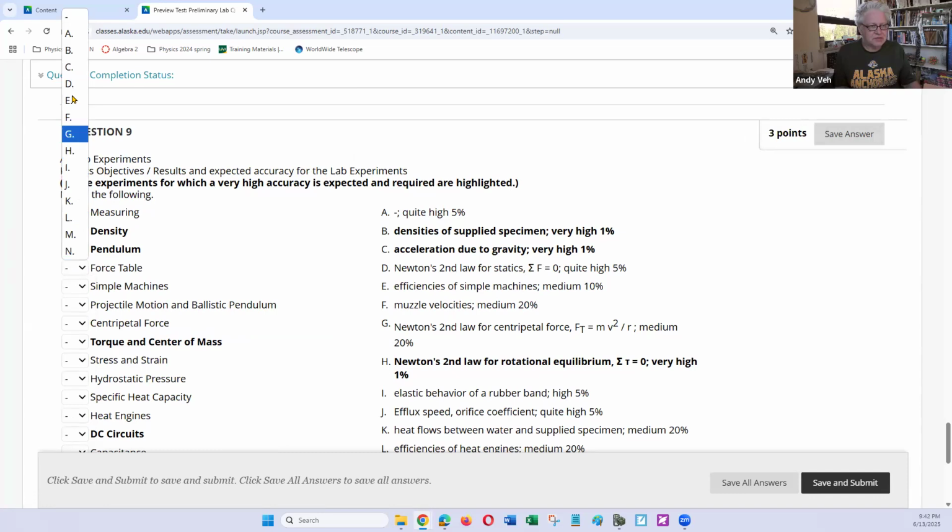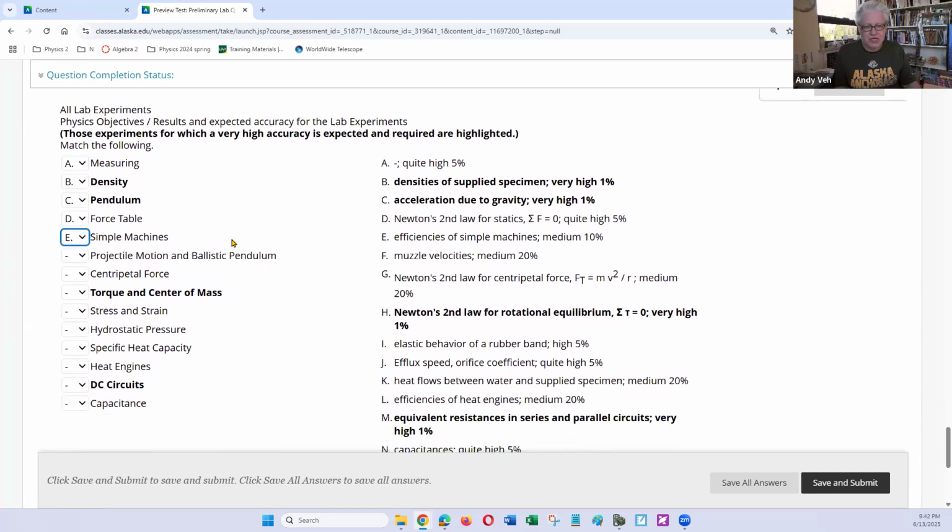And notice that there are some experiments that are more accurate than others, such as the density. There are no moving parts. You ought to be able to come within 1% of the required result, because all you do is caliper and electronic scale. Acceleration due to gravity, yes, the pendulum is swinging, but it's swinging slowly and at a very constant rate, very smoothly. Again, very high accuracy.